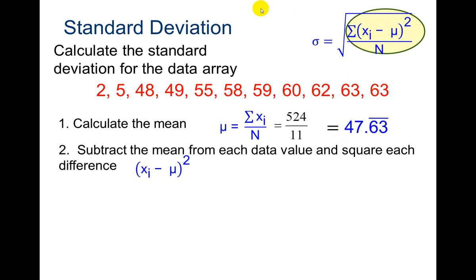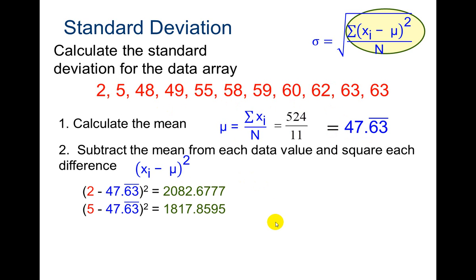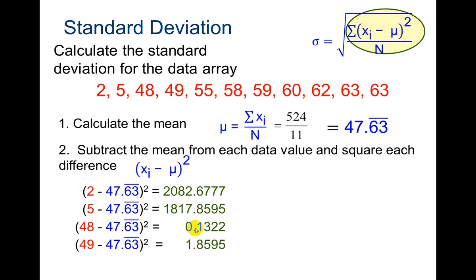Next, I need to take my mean, 47.63, and I'm going to subtract it from each value in my set, and then I'm going to square it. So I'm going to do 2 minus 47.63, and then I'm going to square it. I get this number you see on the screen. Next, 5 minus 47.63, and then square it. You get this number right here. Next, 48 minus 47.63, square it. I get this number right here. Next, 49 minus 47.63, square it. You get this number right here.